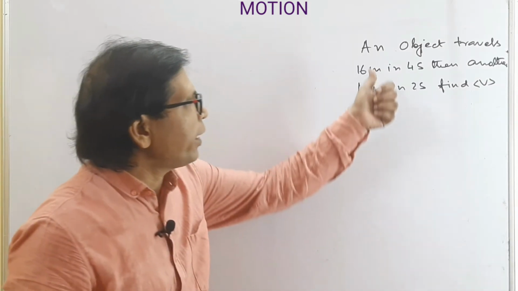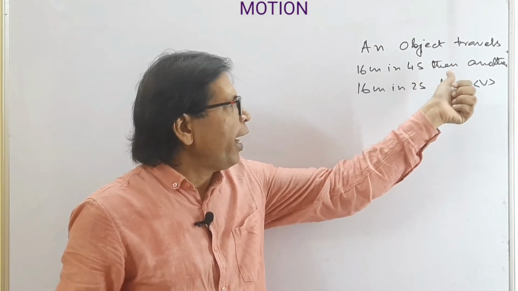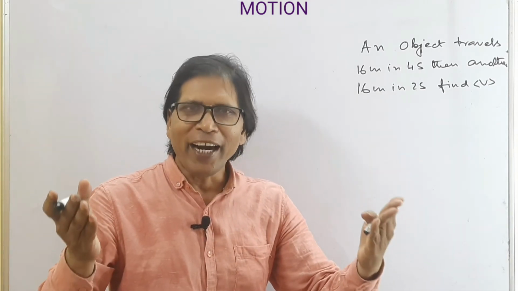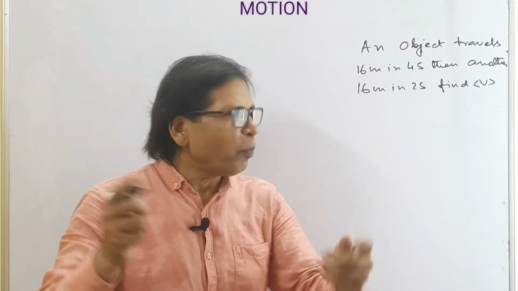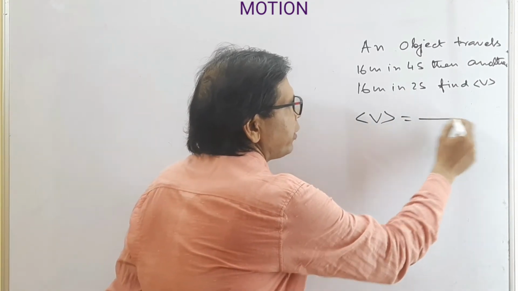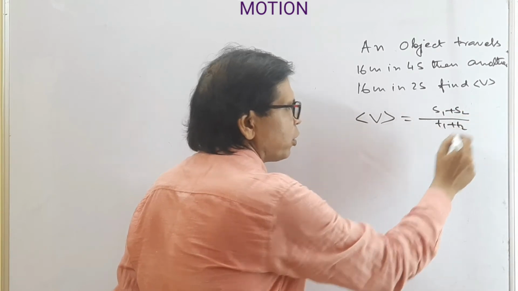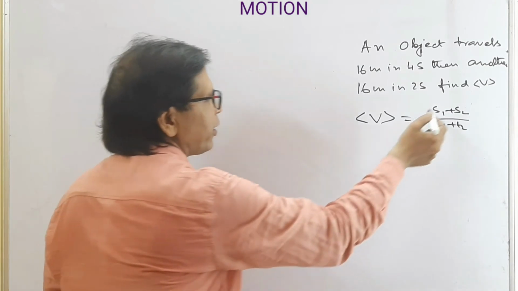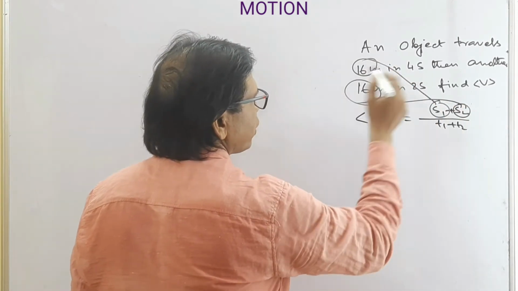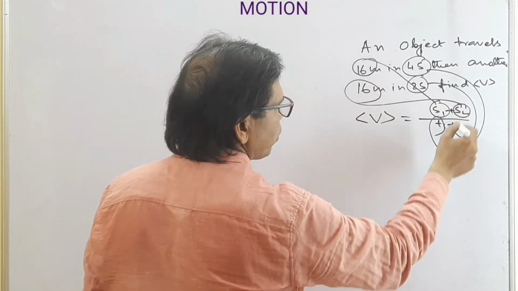Understood? Look at this, an object travels 16 meter in 4 seconds and another 16 meter in next 2 seconds. Find the average speed. Now the formula of average speed is v equal to s1 plus s2 divided by t1 plus t2. Now s1 equal to 16 meter, s2 equal to 16 meter, t1 and t2 is equal to t.